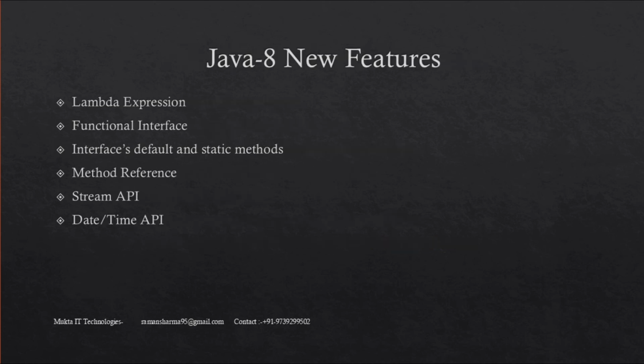The latest version of Java is Java 8. Some new features were introduced in Java 8. I will not go into the details of these features because we will discuss these topics in upcoming lectures. The new features are lambda expressions, functional interface, interface default and static methods, method references, Stream API, and Date and Time API.